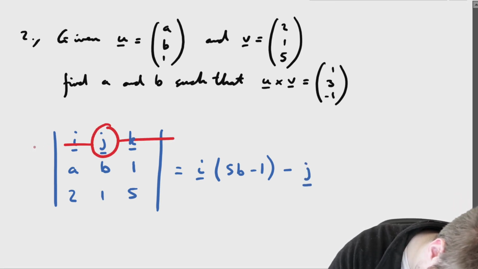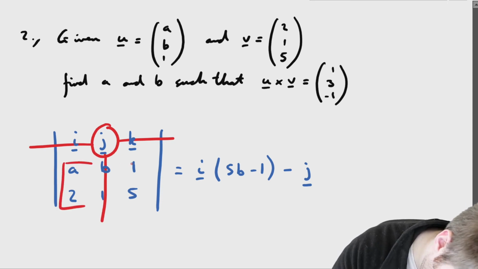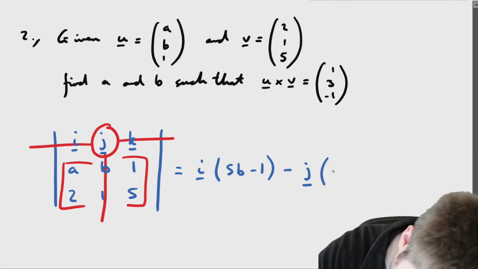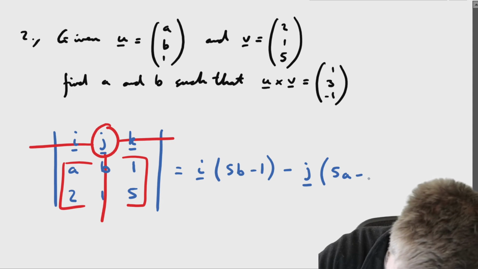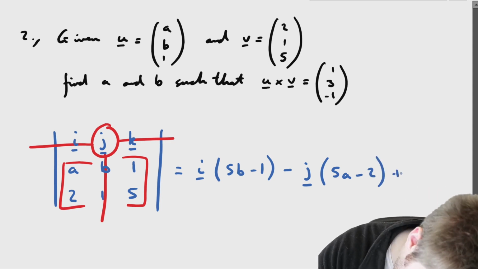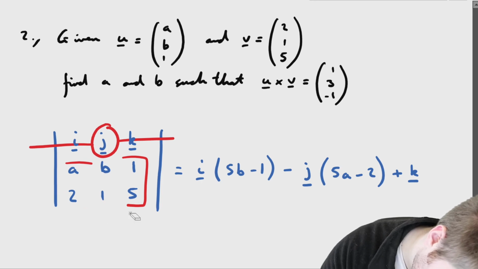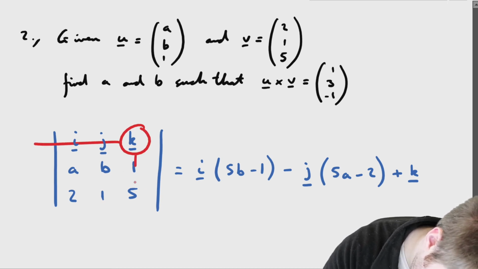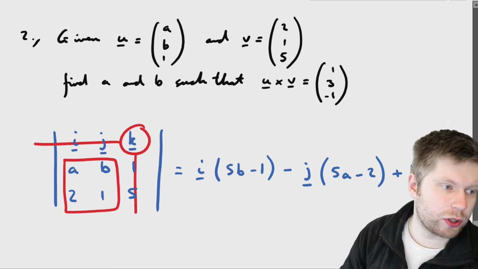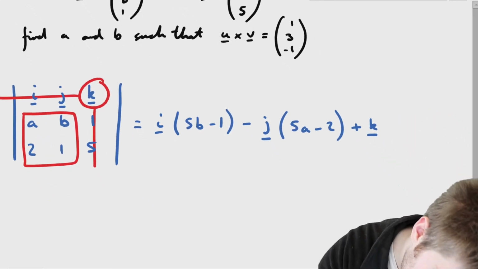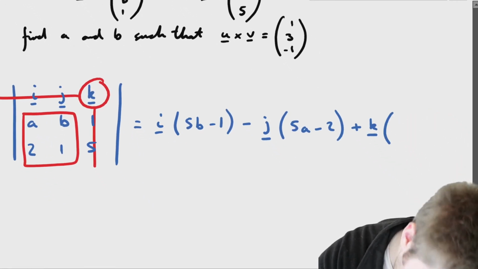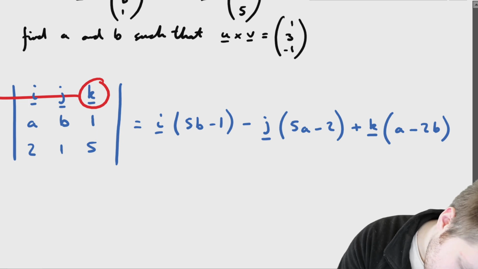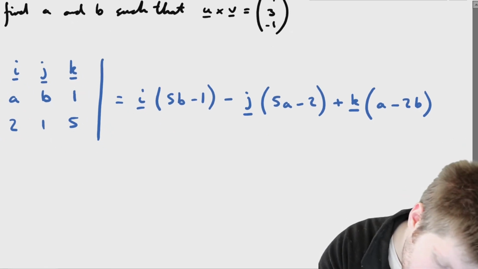If I rule out the rest of the row and the rest of the column, I take the determinant of the remaining matrix. So it's going to be j times a times 5, which is 5a, minus 1 times 2, which is minus 2. And I'm going to add on k. So then if I move across to my next one, which is k, rule out the rest of the row, the rest of the column, and look at the determinant of the remaining matrix. So that's going to be k times a times 1, which is just a, minus b times 2, which is 2b.